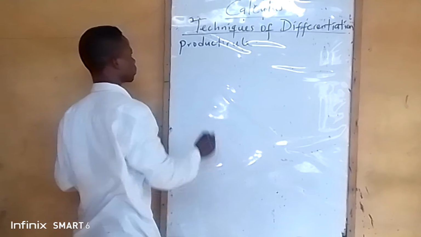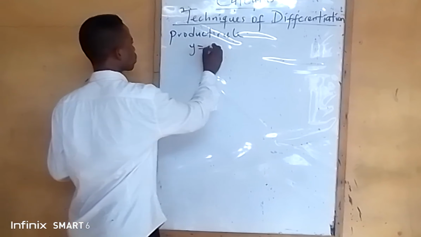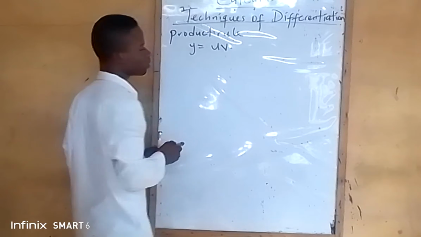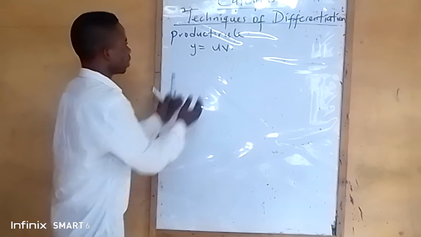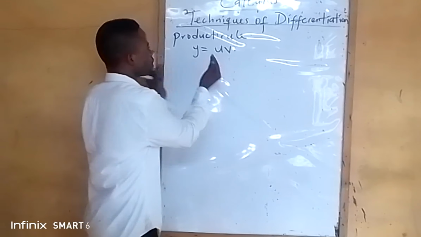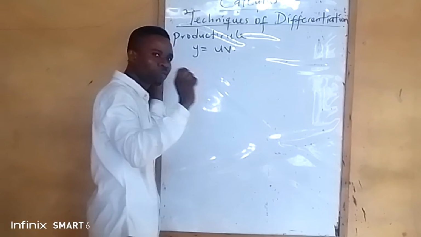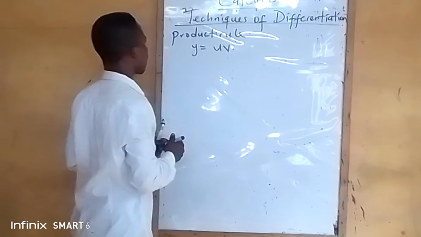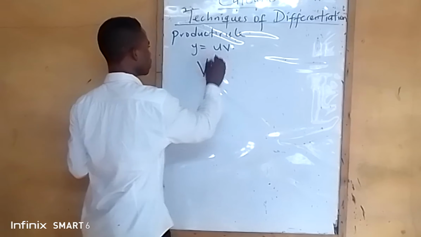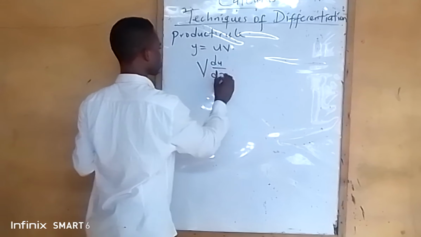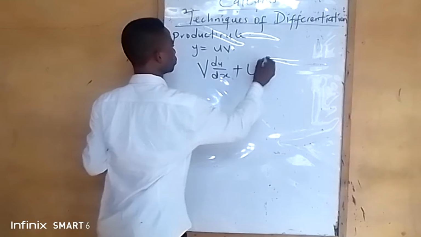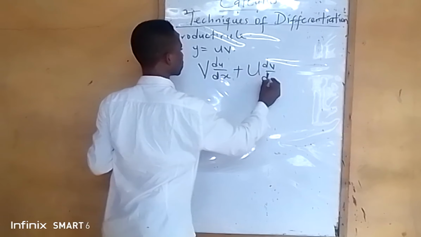Product rule. What's product rule? Product rule is talking about y equals uv. Y equals uv means that when you are using product rule, the two functions given to you must stand beside each other. And what's the formula for product rule? v du/dx plus u dv/dx.